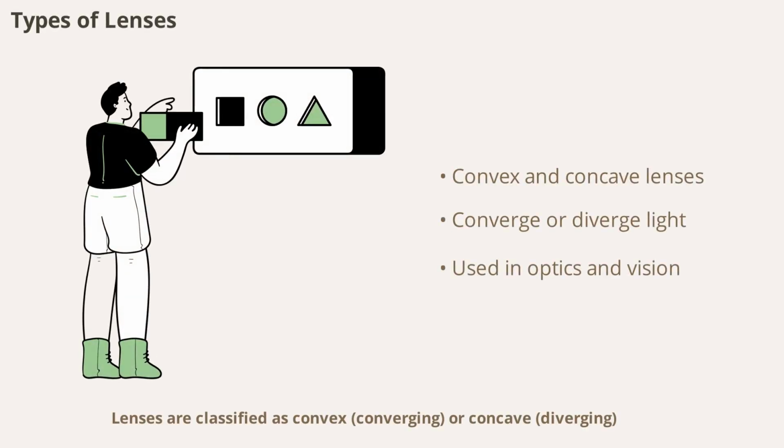Lenses are classified as convex (converging) or concave (diverging). Convex lenses bring parallel rays together at a focal point, while concave lenses spread them apart. Each type of lens has specific uses, from magnifying glasses to correcting vision problems. Knowing the differences helps in selecting the right lens for any application.